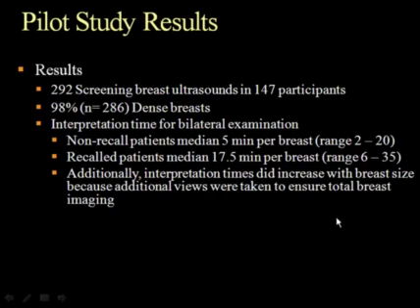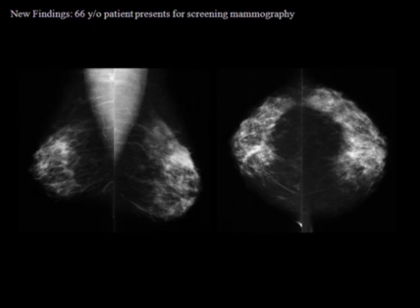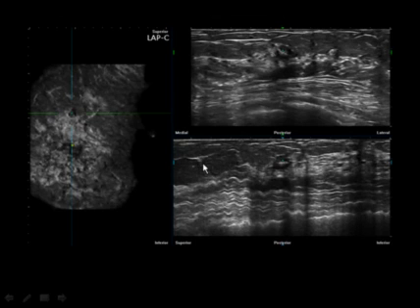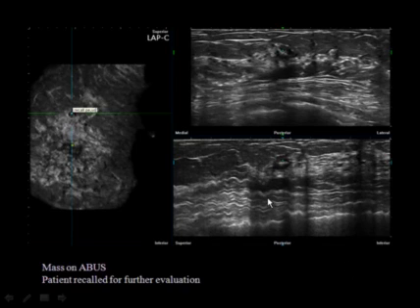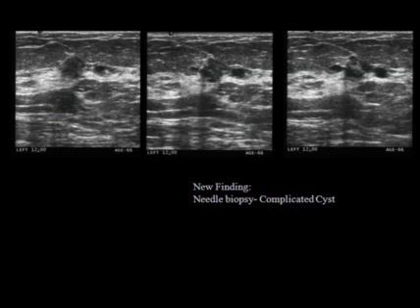The interpretation time also increased with the breast size because we had to do additional views to ensure total breast imaging. We did find some new findings. This is a 66-year-old that came in for a screening mammogram. She did have the heterogeneously dense breast tissue. When we did do the automated breast ultrasound, we identified this hypoechoic area that you can see on the coronal view. Here it is on the transverse and also sagittal images. And we recalled the patient for physical exam and handheld ultrasound. On the handheld, we saw this kind of partially cystic and solid region, which on biopsy turned out to be complicated cysts.